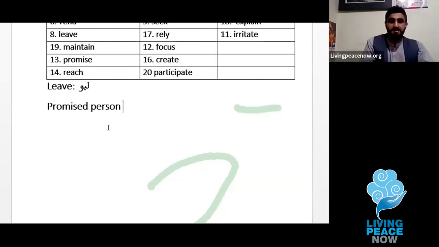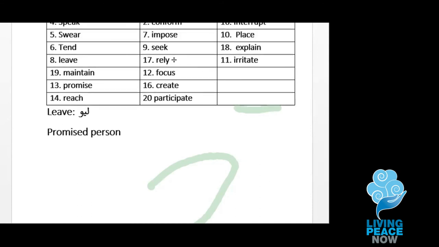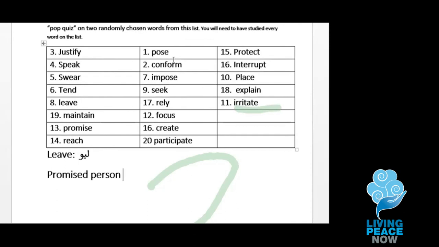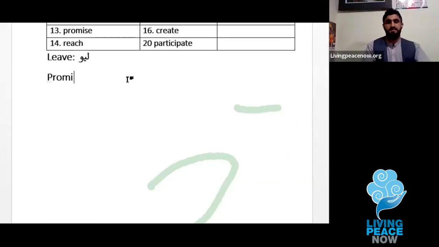This is a promised person, a nice person, a good person. Got it? Yeah, which one more? I select one. Impose, number one. Impose is a good word. What do you think about this word, impose? Pose, I'm sorry, not impose, pose. Do you have an idea about this?